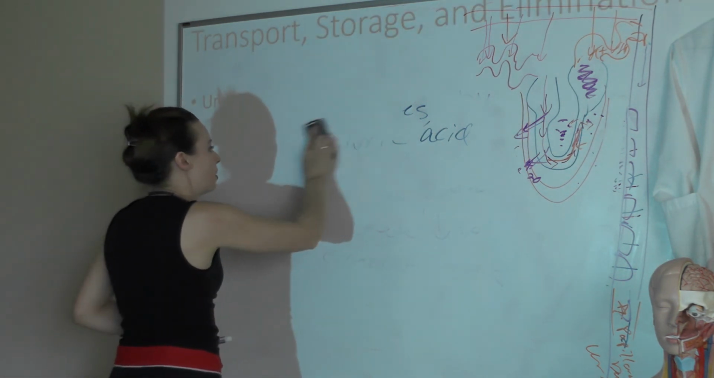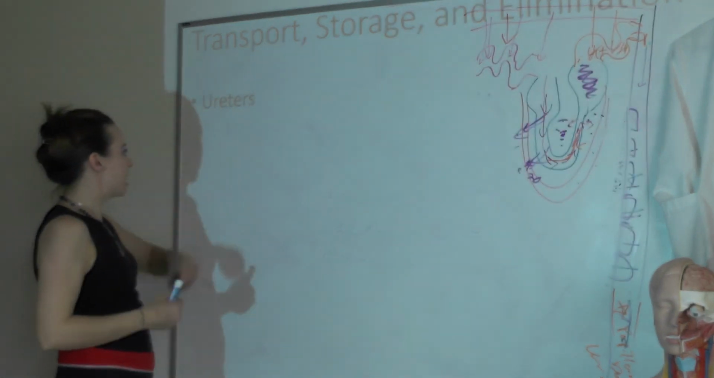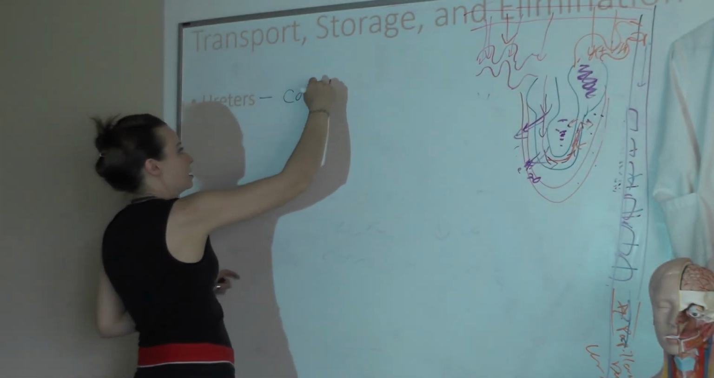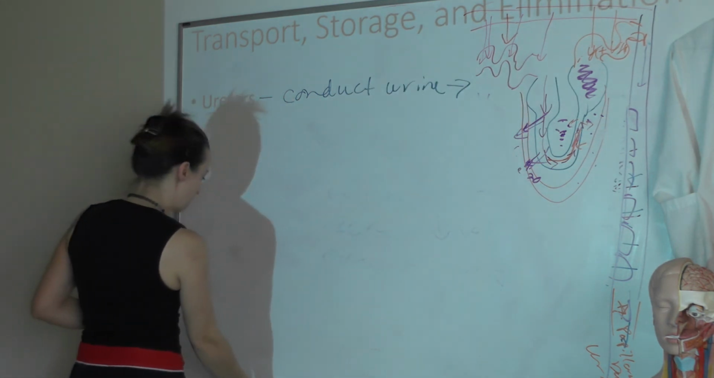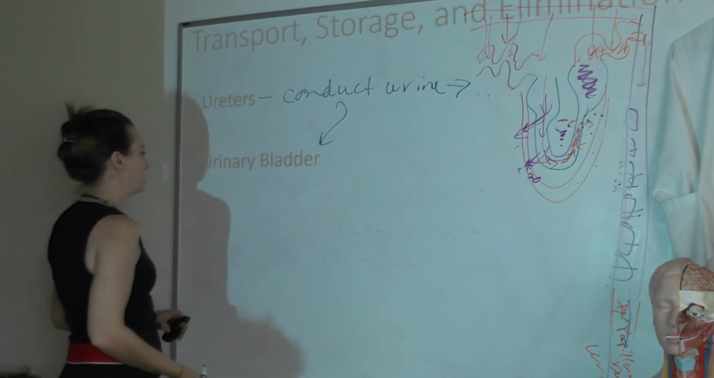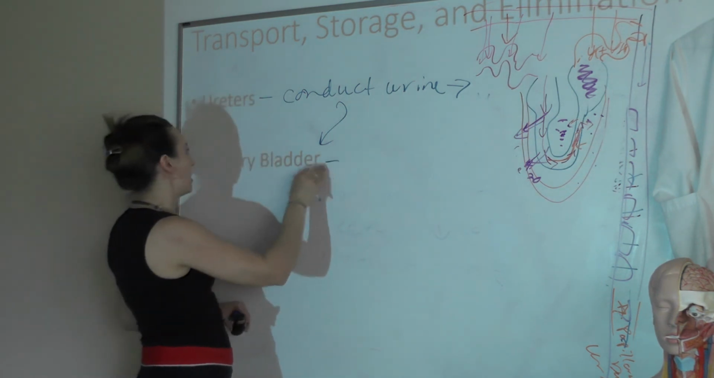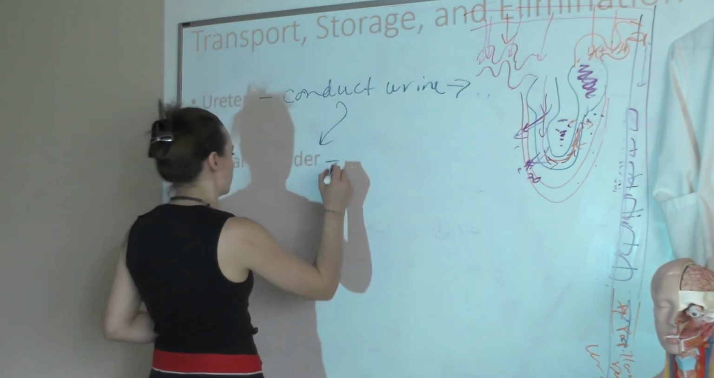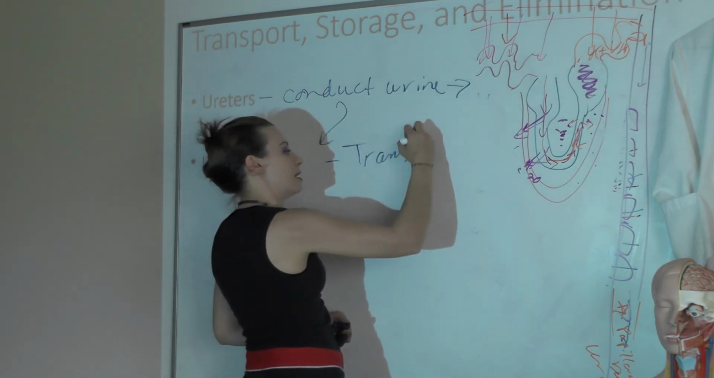All right, after urine is produced, it is going to be conducted out of the kidneys into the ureters. Our ureters conduct urine to the urinary bladder. The bladder and the ureters together, if you recall, are the only location where you find transitional epithelial cells. So in the mucosal layer, we've got transitional epithelial cells.